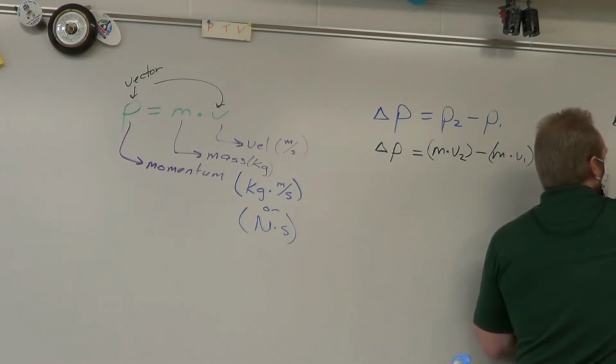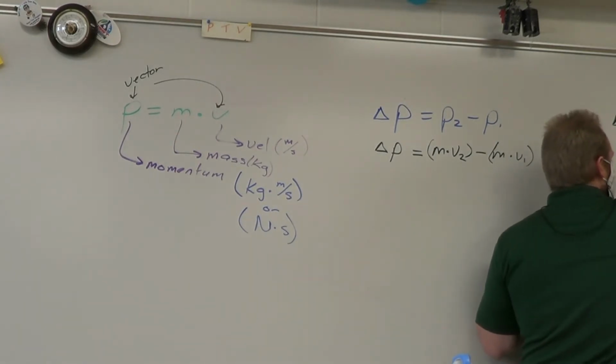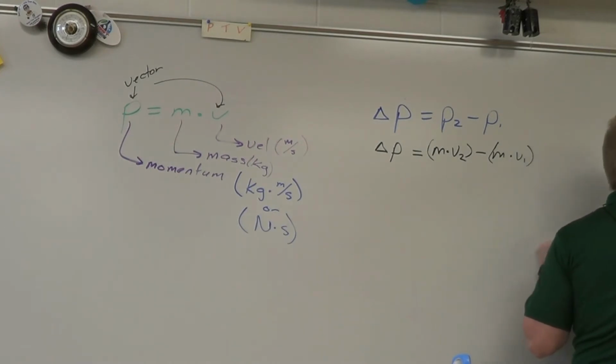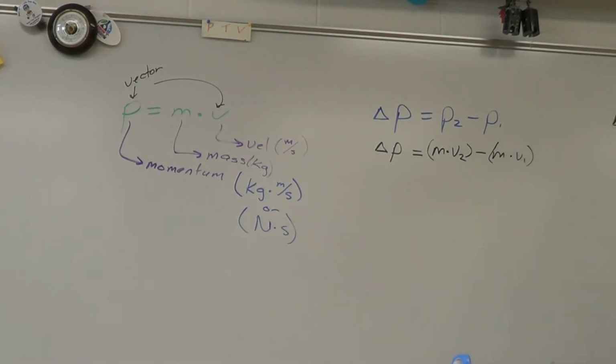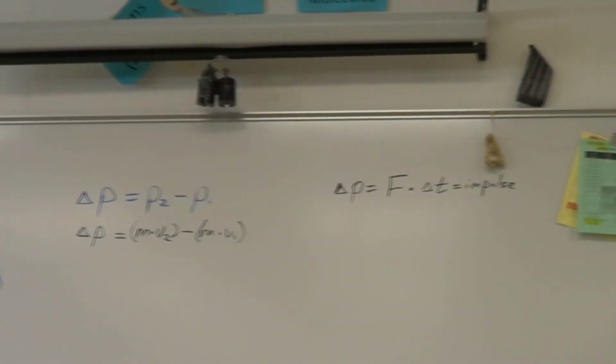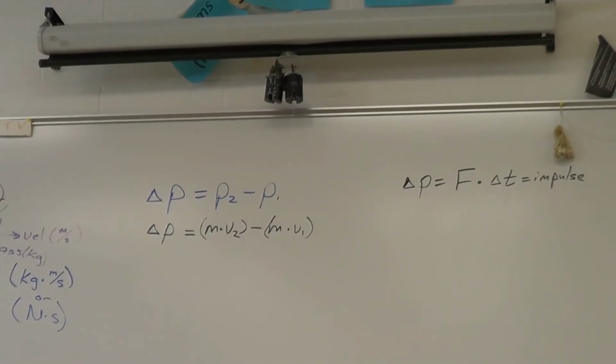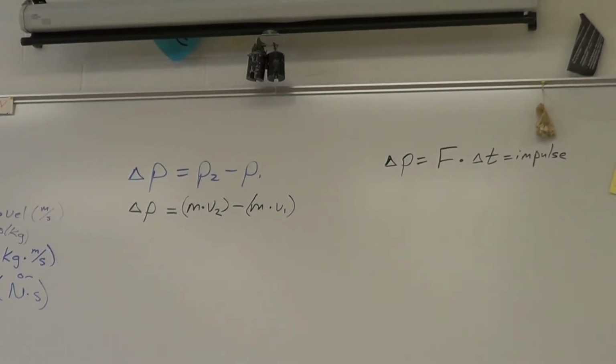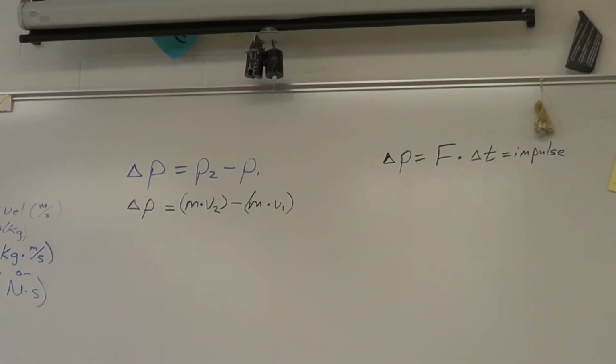Delta P is equal to F times delta T, which is equal to impulse. So that's referred to as the momentum impulse theorem. And the idea of that is really taking a look at an object's change in momentum and how that affects it. Now, impulse is what this is equal to.